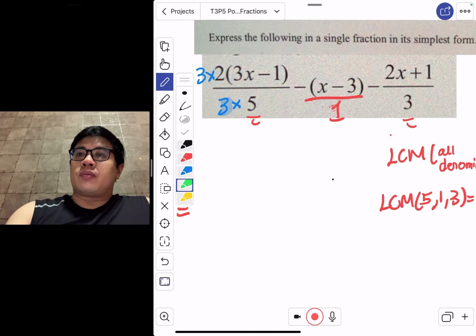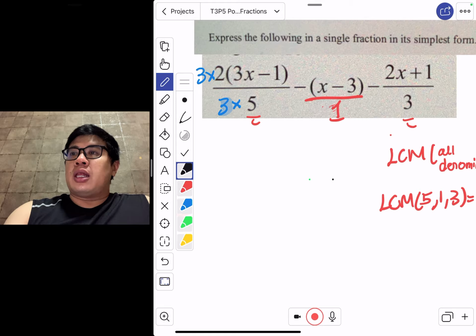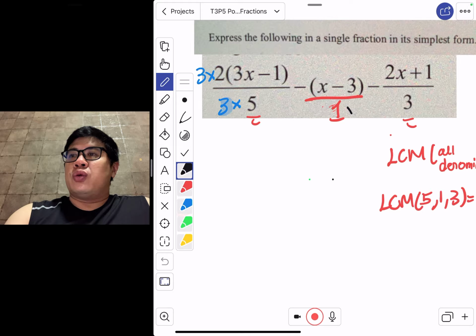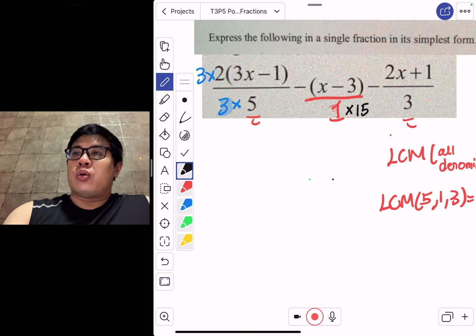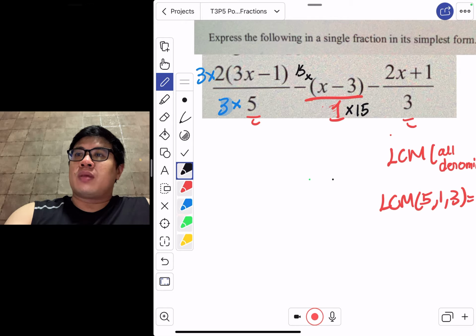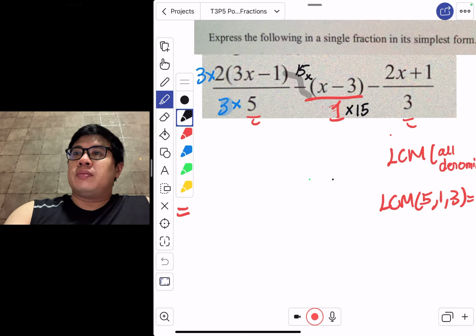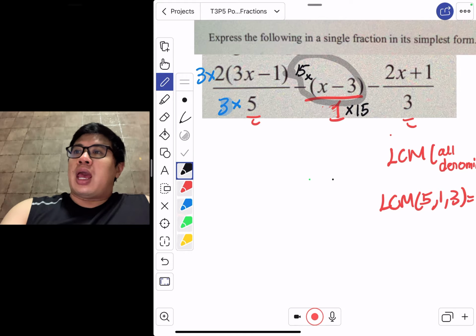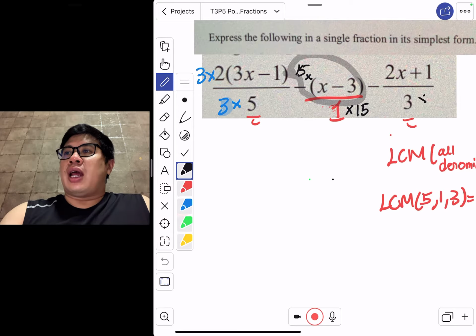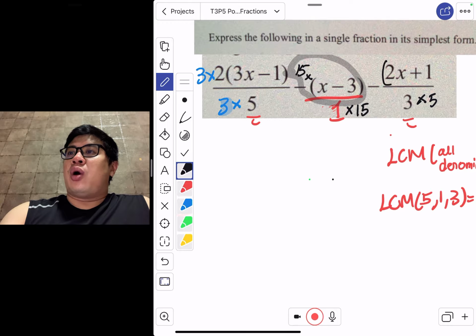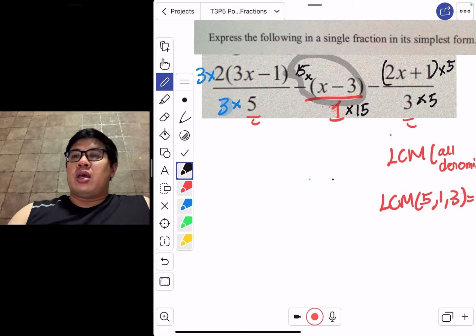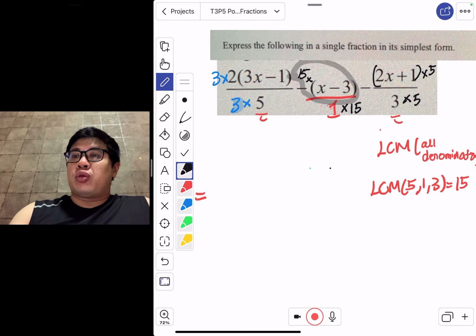From here, for the 1, if I want to get to 15, I need to multiply by 15. Similarly, this part also I multiply by 15, to the entire term. This whole thing is 15. And 3, if I want to get to 15, I need to multiply by 5. And the whole numerator has to multiply by 5 as well. Then with that, just remember to keep the brackets on.